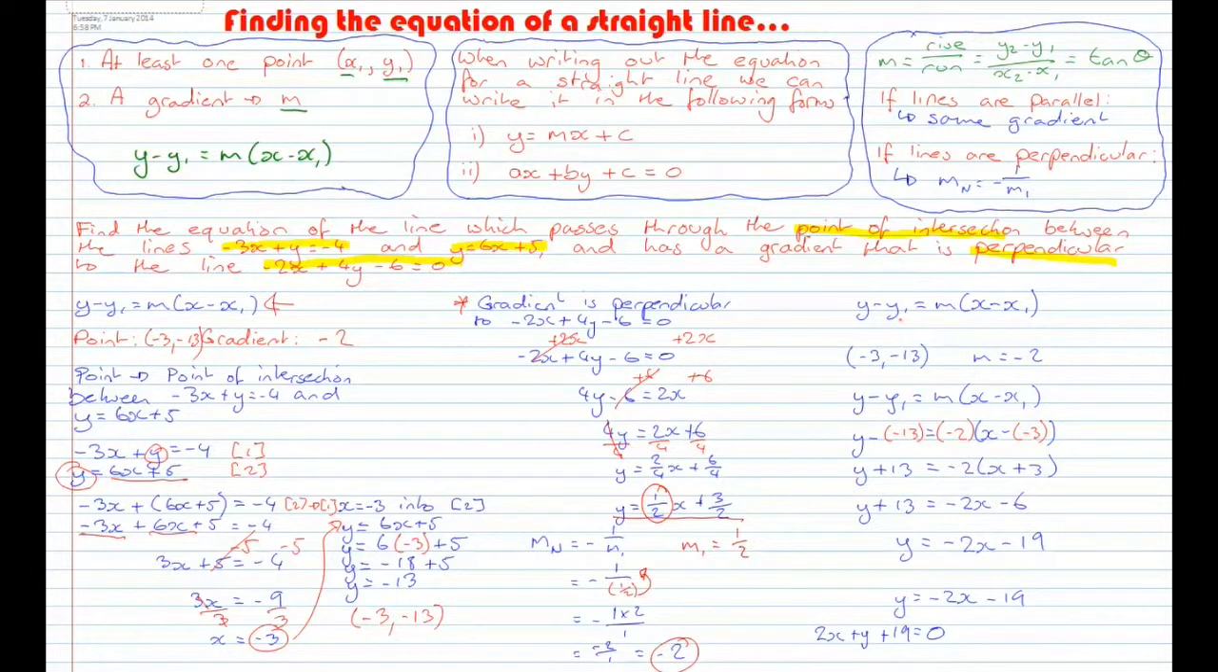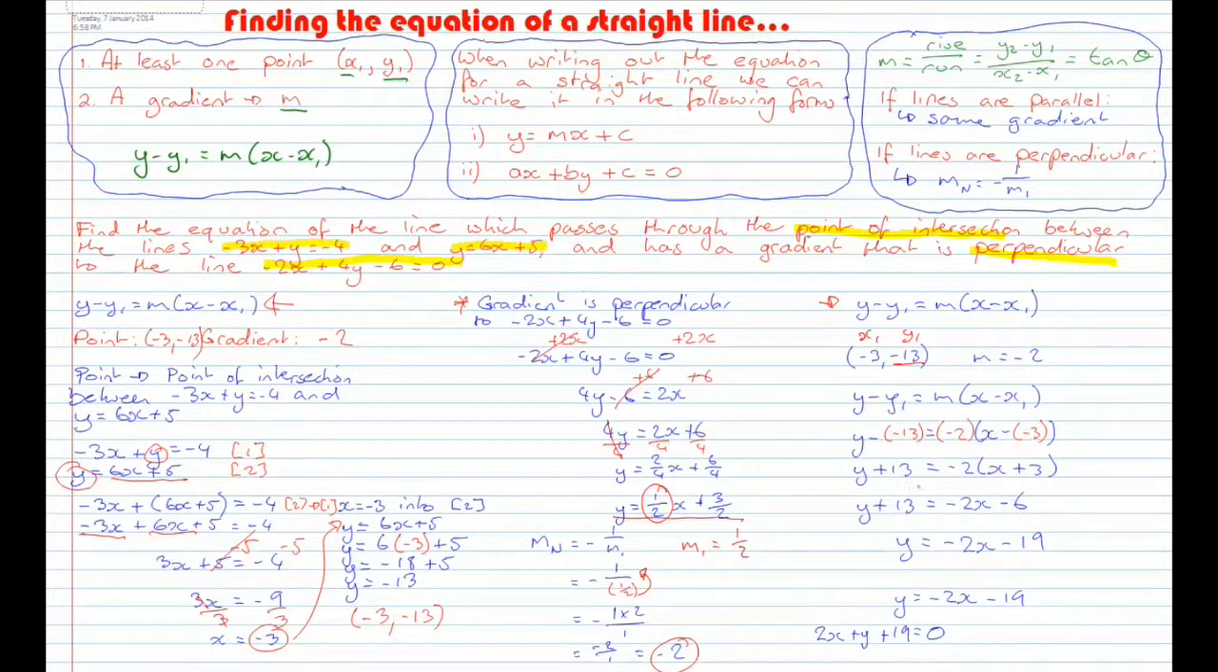Okay, so now that I've got my point and my gradient, I can substitute straight into this original rule of y minus y1 equals m bracket x minus x1. I've got my x1 value and my y1 value, and of course I've got my m value. So let's do that. y minus y1 being -13, which we've got here, equals m being -2, x minus x1 being -3. Right, expand the brackets now, gets us y plus 13 is equal to -2 x plus 3, and expand the brackets again, gets us -2x minus 6.